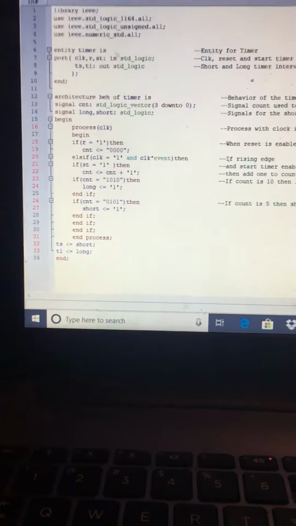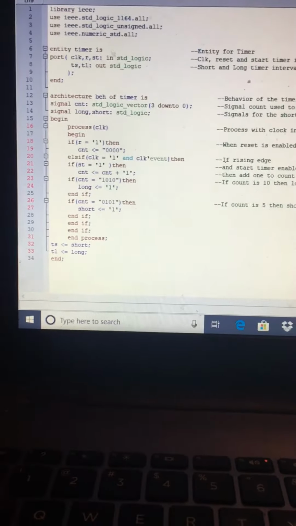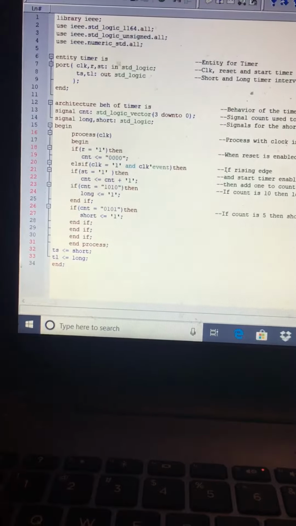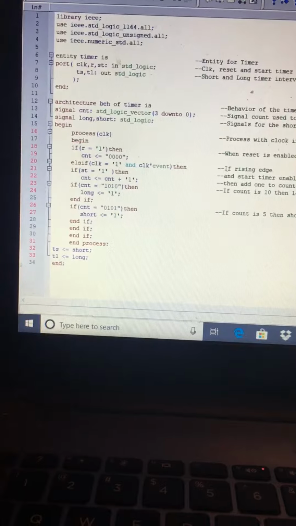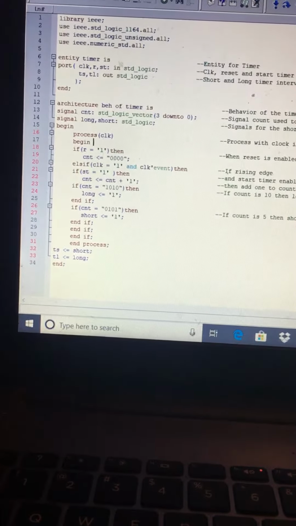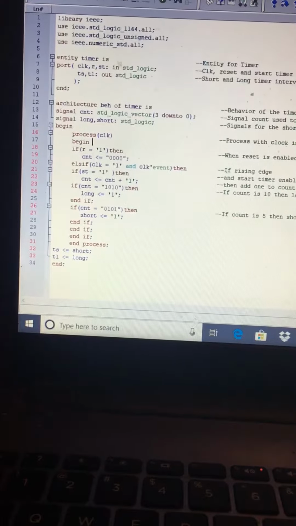If reset is 1, then count is set to 0. If a clock event happens and clock is 1, and also start timer is enabled, then it adds 1 to count. If count is 10, then the long time interval is enabled, and if count is 5, then the short time interval is enabled.